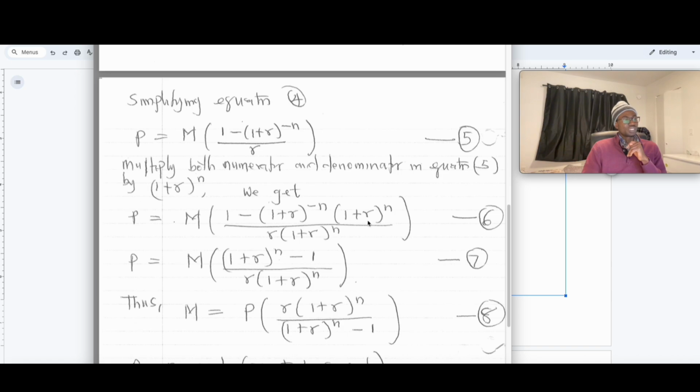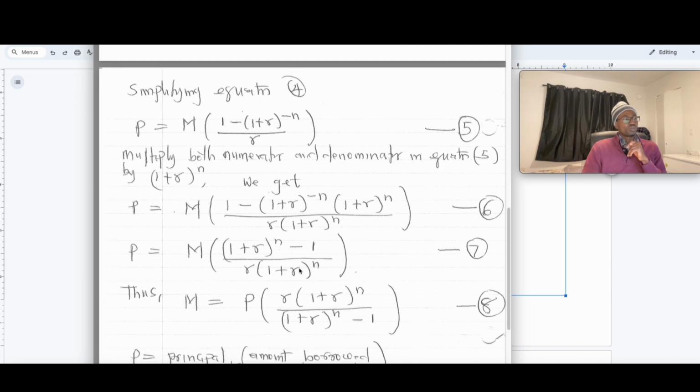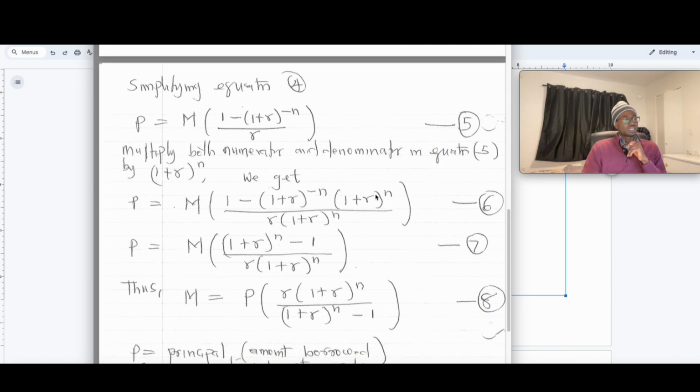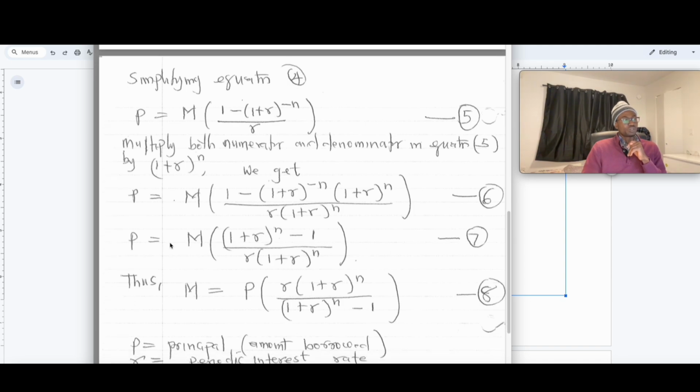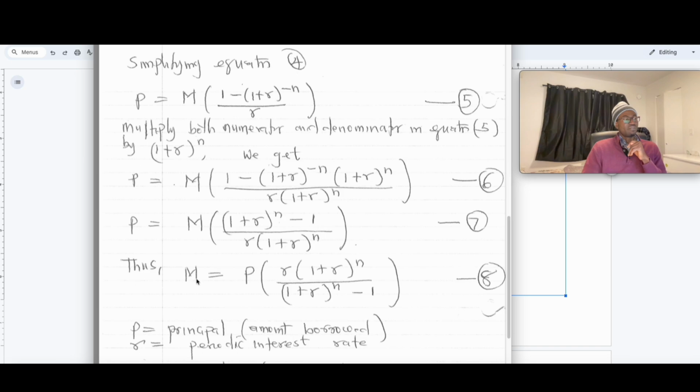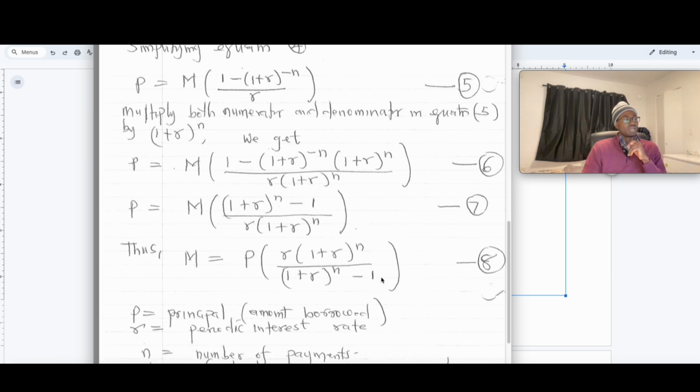So from equation 6, we can then obtain equation 7, because this will multiply this, so you're going to have this term, and this time this will give us 1, and then this time this is going to give us that. So from 7, we can make m subject of the formula, and then we are going to have m is equals to p multiplied by this divided by that. So that's how we have this. So this is the formula.